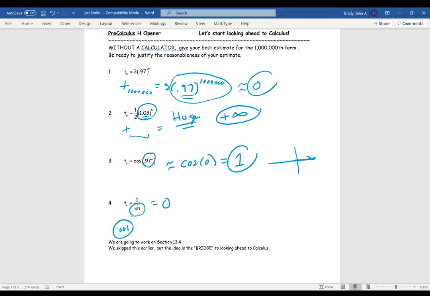Okay, so this idea is like thinking about sequences and what happens as you make their input terms bigger and bigger and bigger. That's really the big idea. It's our bridge to our next thing we're going to start thinking about as we head towards calculus.